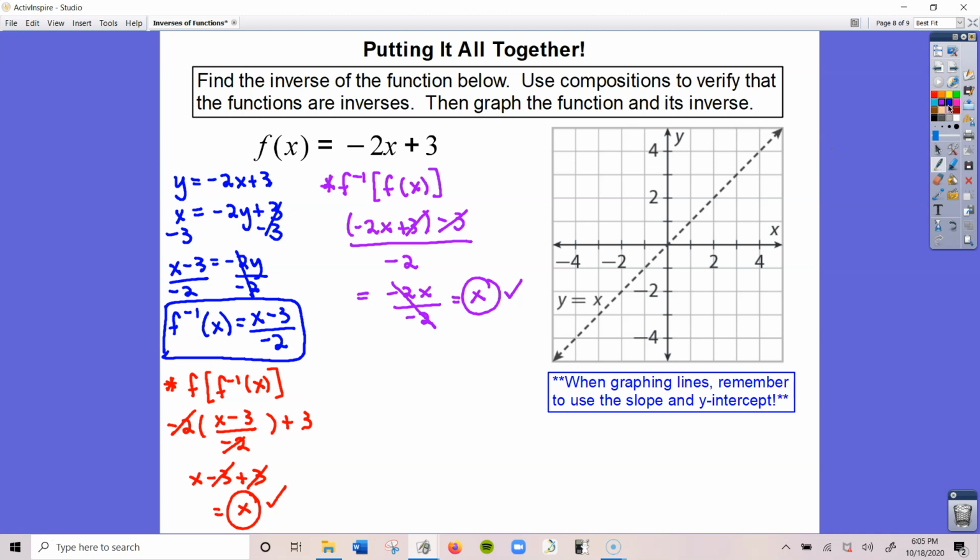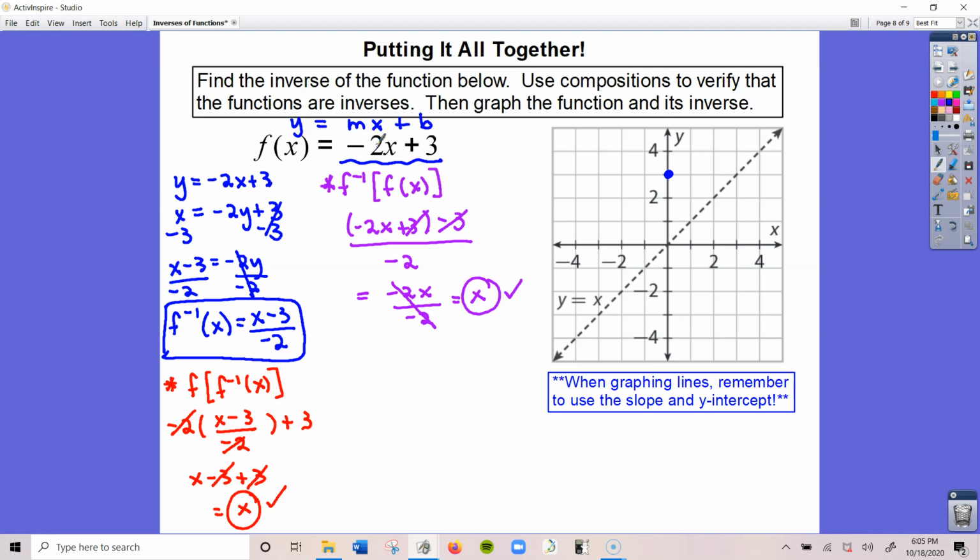So first I'm going to graph f of x, which is negative 2x plus 3. Please remember that the equation of a line is y equals mx plus b. All of our functions and inverses are just going to be lines. So in order to graph a line, remember that we need the y-intercept first. In this particular equation, my y-intercept is 3. So I put my first point on the y-axis when y is equal to 3.